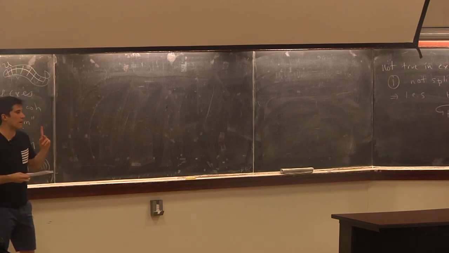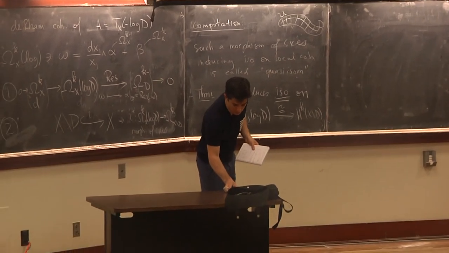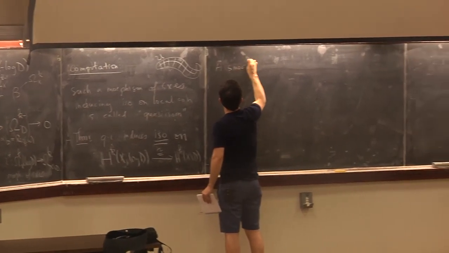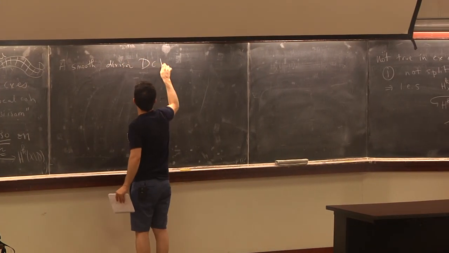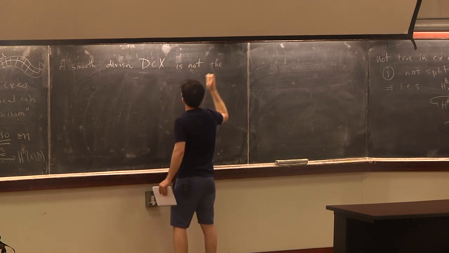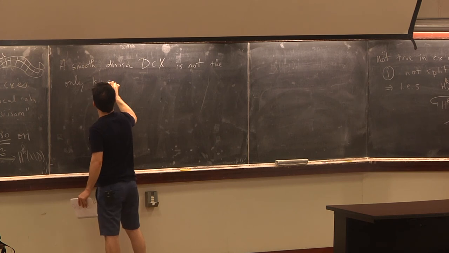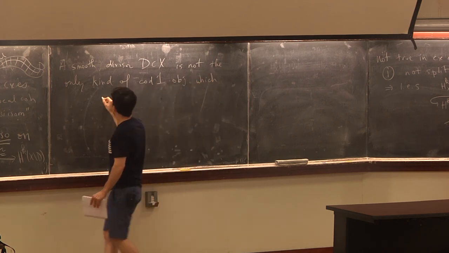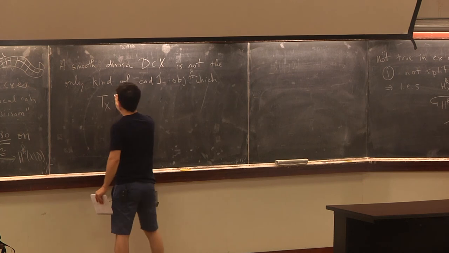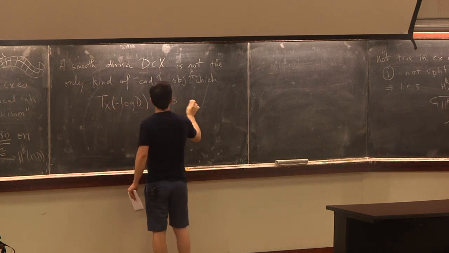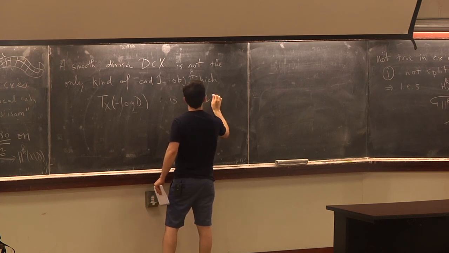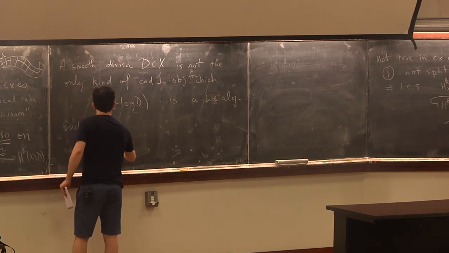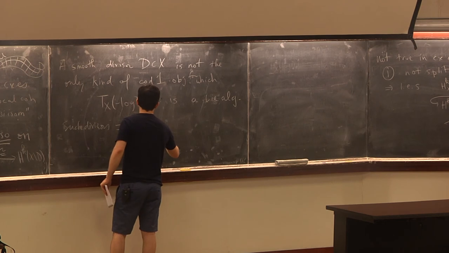I just want to say one thing. It's almost a good place to stop. So I just want to indicate that a smooth divisor D in X is not the only type of codimension one object for which Tx minus log D is a vector bundle, is a Lie algebroid. Such divisors are called free divisors.